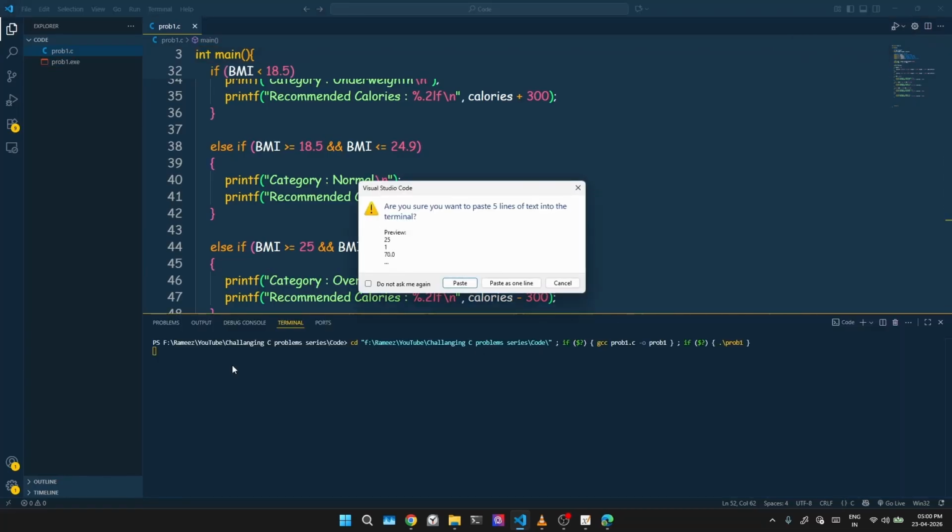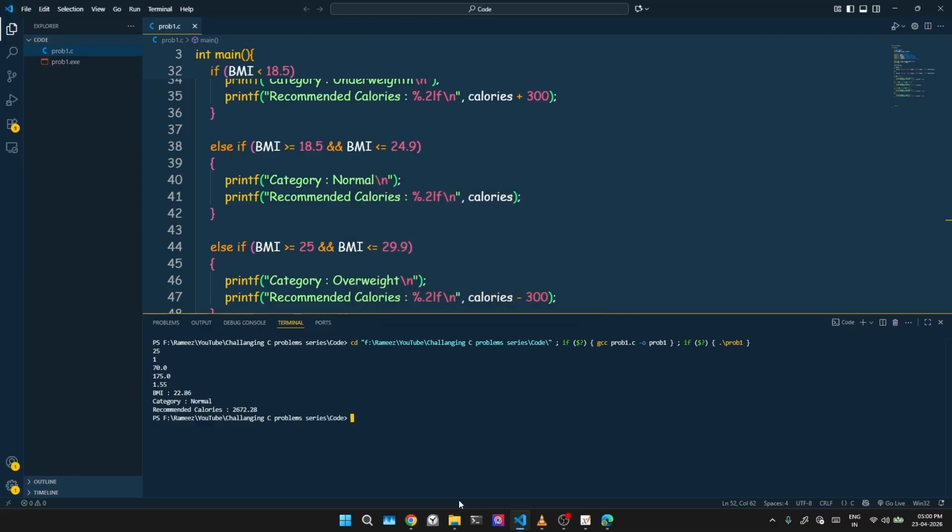So here we are going to give the following sample input. So these are the inputs, and we got the output as BMI 22.86, category is normal, the recommended calories is 22,672.28.